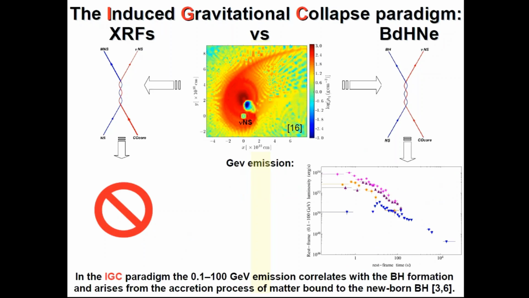Here, the jet emission, which arises only for binary-driven hypernovae, is never observed in X-ray flashes, even though they were in the field of view. So we can conclude that in the induced gravitational collapse paradigm, this emission correlates with the black hole formation, because it's observed only in the systems which form black holes.